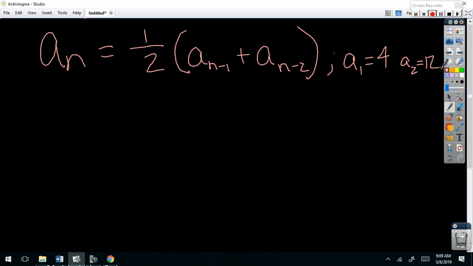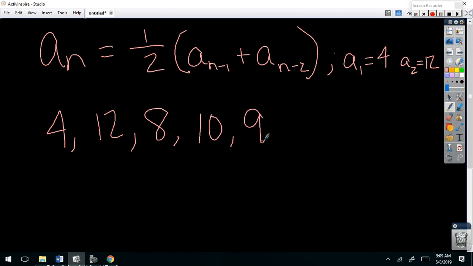How would you find the next term? 4, 12. This says add the prior two, so 4 plus 12, and multiply by a half. Find the next term. 9. You see what we're doing here? And then we get into odd numbers, so I'm going to just put dot, dot, dot. How did you do that? Add the 2 before it and divide by 2. Yes.